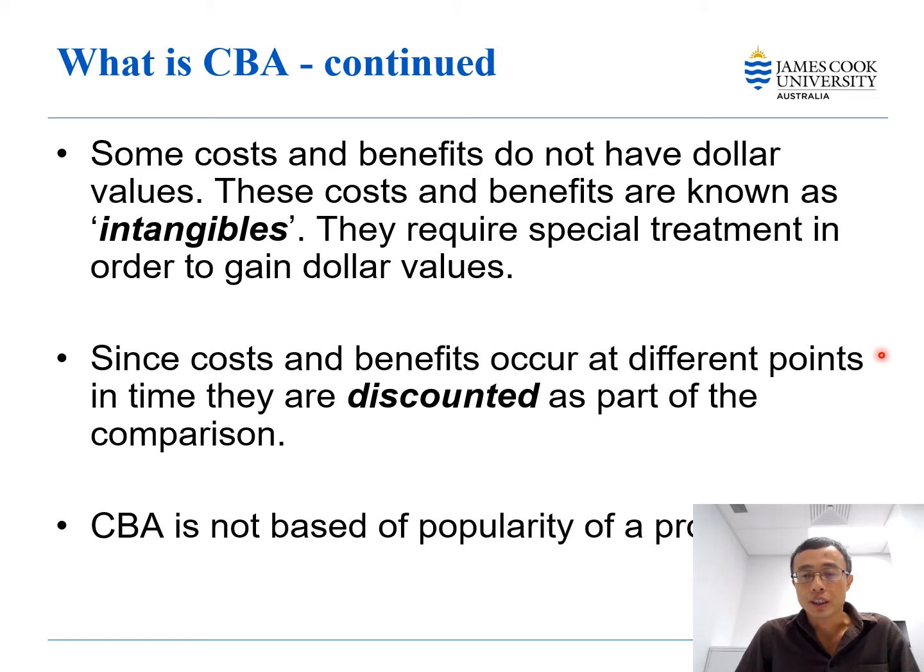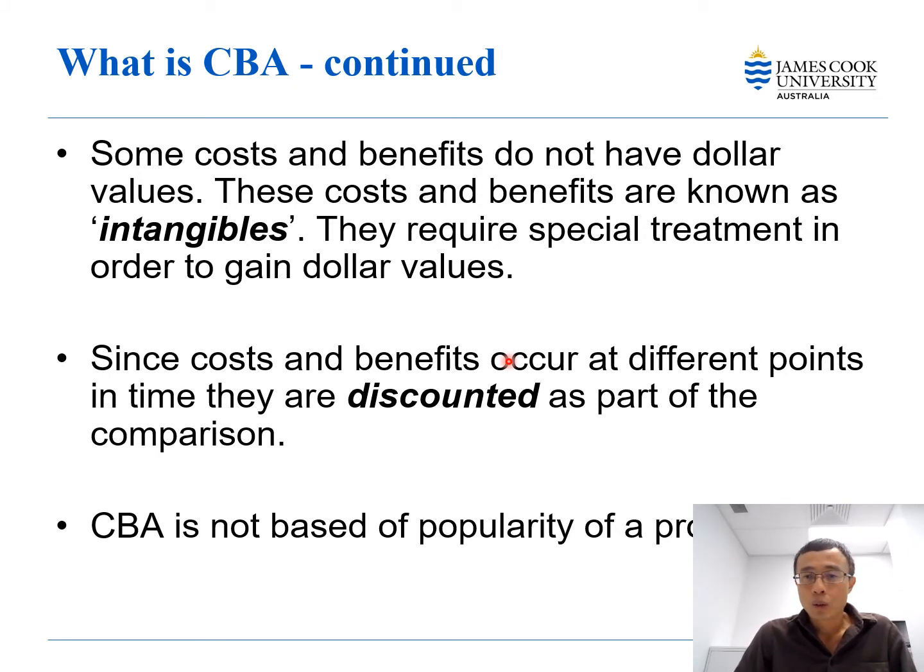Another feature of the projects that we are evaluating is that usually they involve many years. For example, we want to build a bridge on Ross River, and this bridge can be used for 30 years, 50 years. So benefits and costs occur at different points in time. In such cases, we have to discount all these future dollars back into the present so that we can compare them on an equal basis.